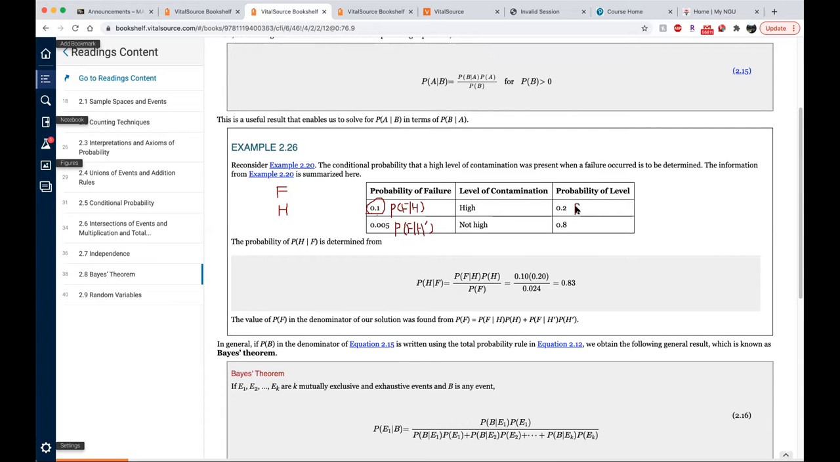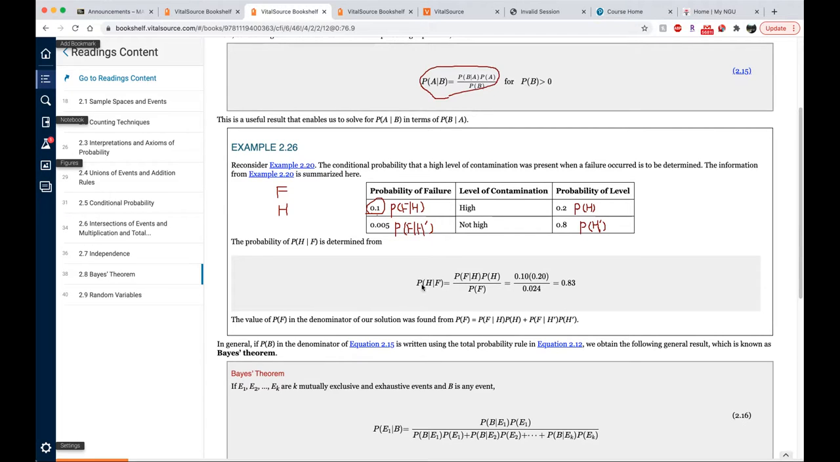0.2 is the probability of what? The probability that the level of contamination is high, P(H), and this is the probability of H prime, right? So now we're going to use equation 2.15. We want to find P(H|F), the conditional probability of high contamination given that the product is defective, so failure, I mean.